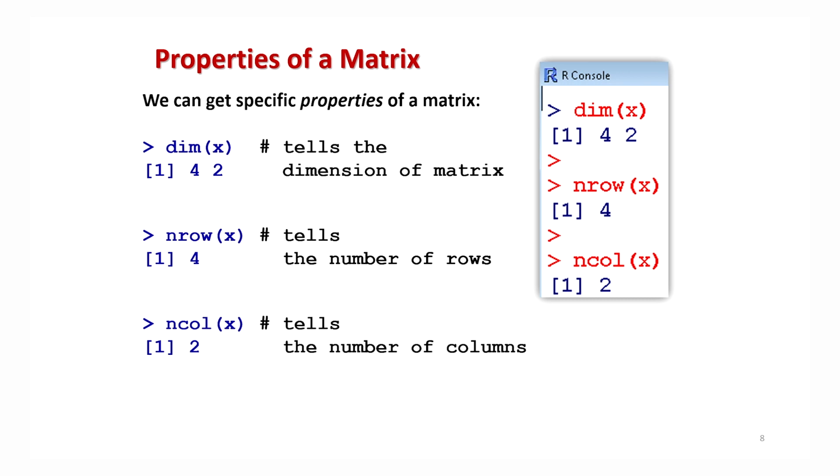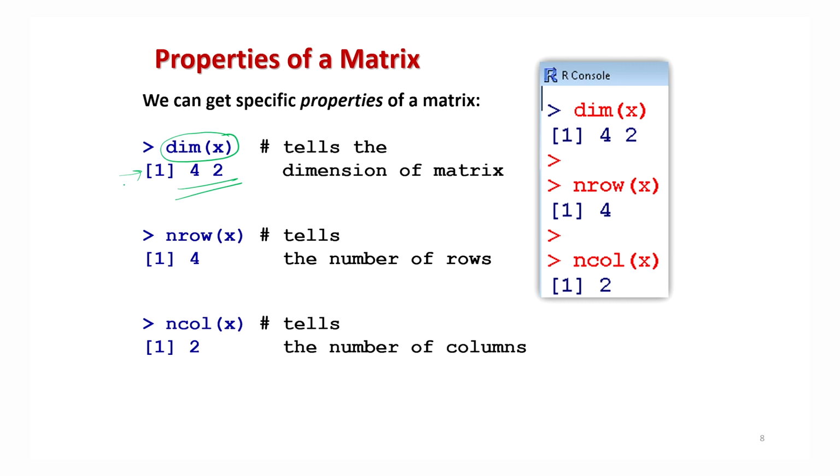So, if you want to find out the dimension of the matrix, then the command here is dim, which is the short form of dimension. If you simply write dim and inside the parenthesis x, the name of the matrix, you will get here 4 by 2, which is 4 comma 2. So, you have to observe how it is written, right.